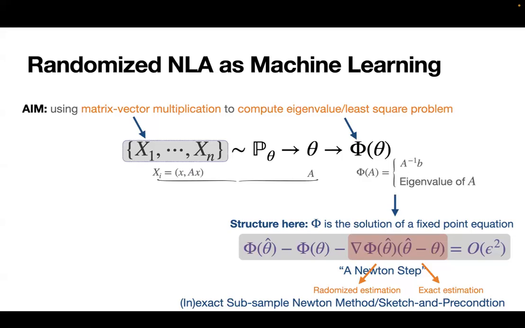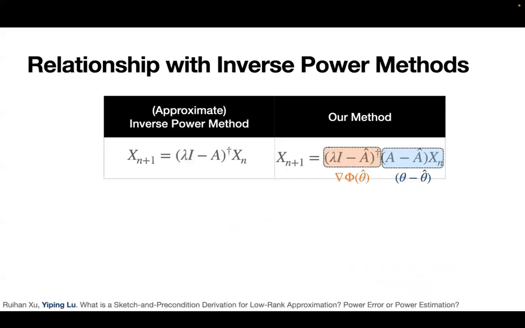So now we have an approximate matrix A hat. I want to correct my A hat eigenvalue estimation. What's the algorithm we will get? So our method looks like this. We write down what theta minus theta hat is. So it is A minus A hat, right? And this is the Jacobian matrix, which looks very similar to the inverse power method, which is (lambda I minus A) inverse. This is exactly the same thing, looking like the inverse power method, but the only difference is that we are following the Taylor expansion structure. So here we are doing theta minus theta hat.